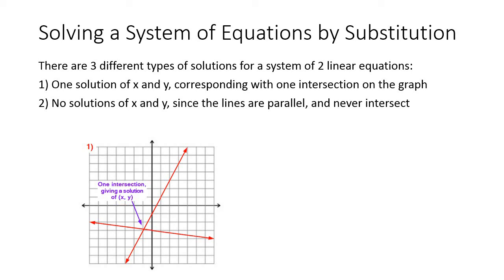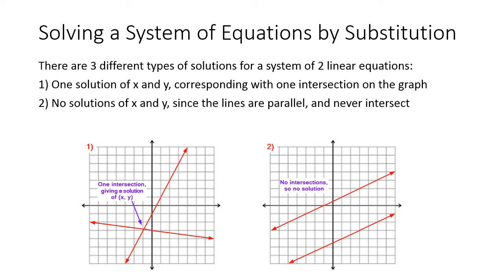There's the case with no solutions that we just saw, since the lines would be parallel and they would never intersect. So that's this type over here. You can see that those lines are parallel, they will never intersect, therefore there won't be a solution. If you tried to solve it algebraically like we just did, it wouldn't make sense.